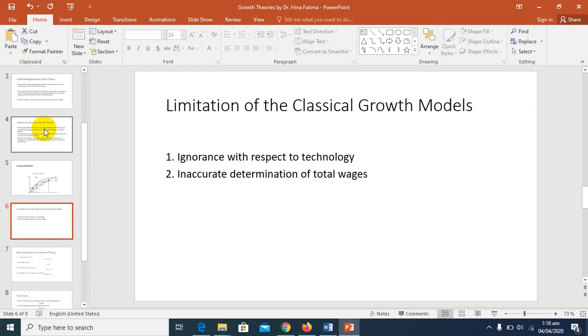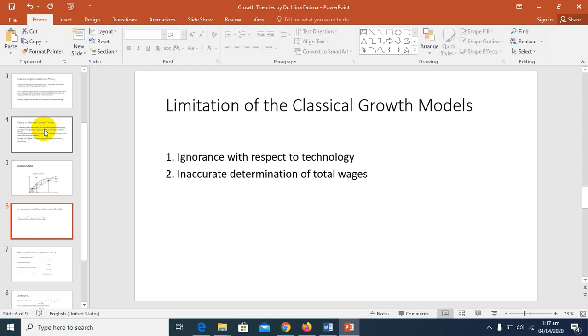The first limitation of classical growth theory is the ignorance with respect to technology. Under this limitation, the classical growth theory model ignores the efficient technical progress which could play a role in the smooth running of an economy. So they totally ignore the efficient technical progress concept and the advancement in the economy.